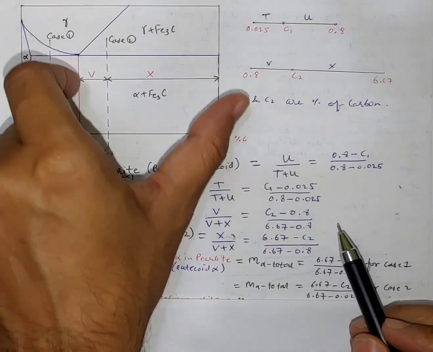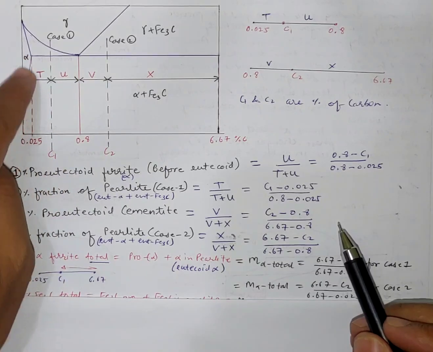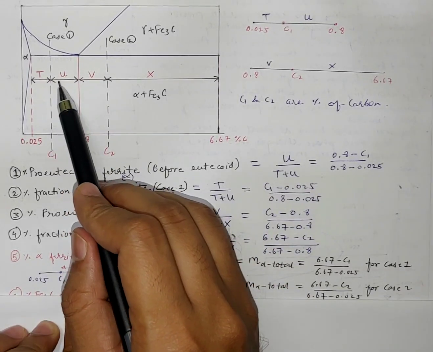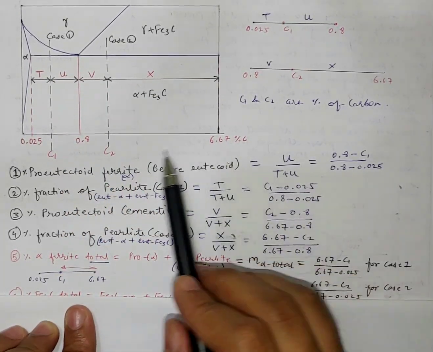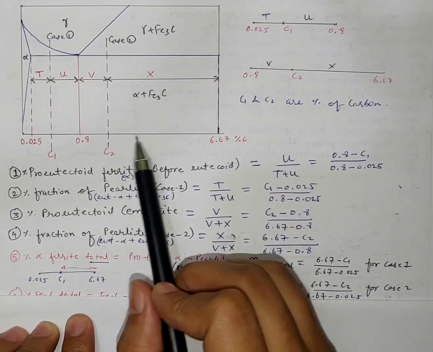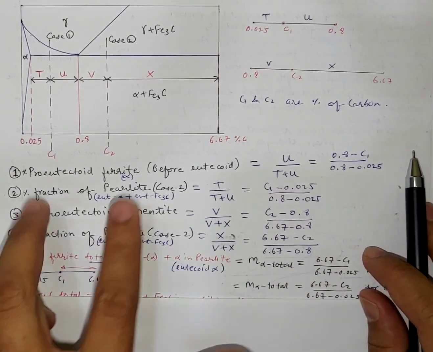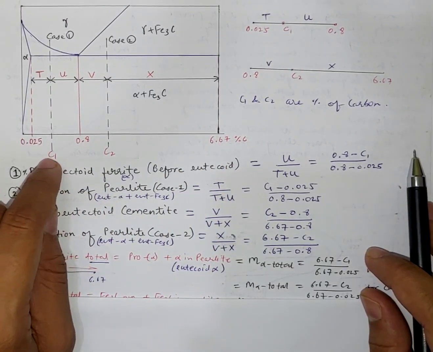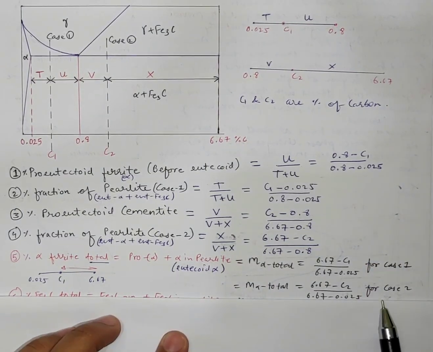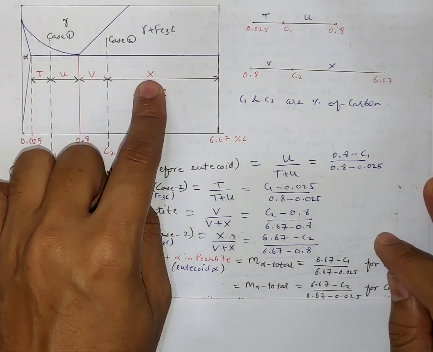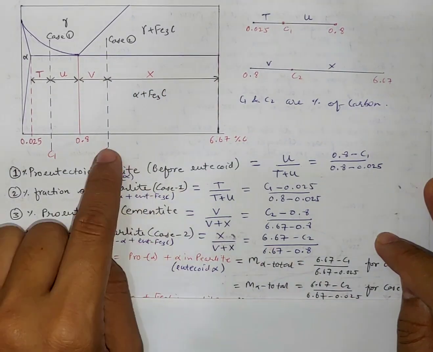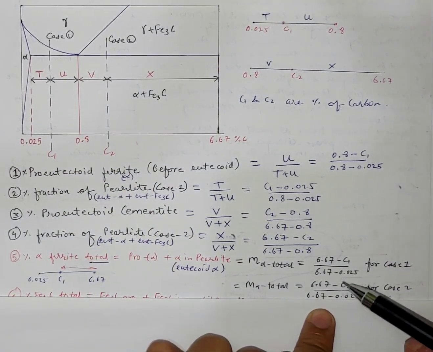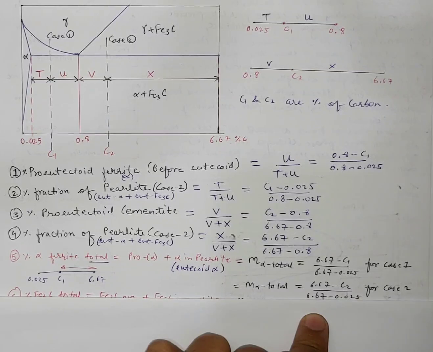C1 is closer to alpha, so the bigger the length, the more alpha it will give. So this length we have to consider is u plus v plus x, which is 6.67 minus C1 divided by the total length, which is 6.67 minus 0.025. This will give the total alpha present inside the microstructure at the C1 point. Now in case 2 we have to consider v plus x, which is 6.67 minus C2. C1 and C2 are random points, so we can consider either one. It is similarly divided by the total length.